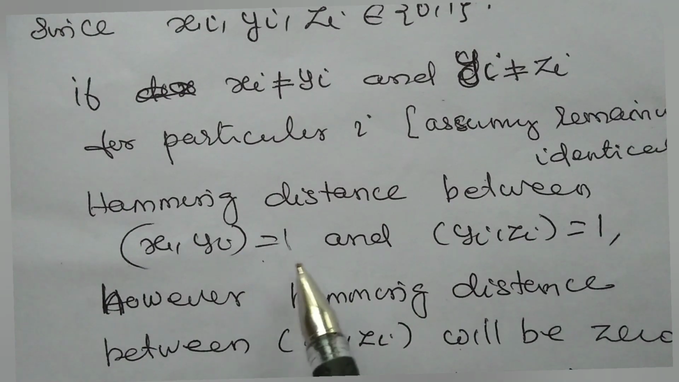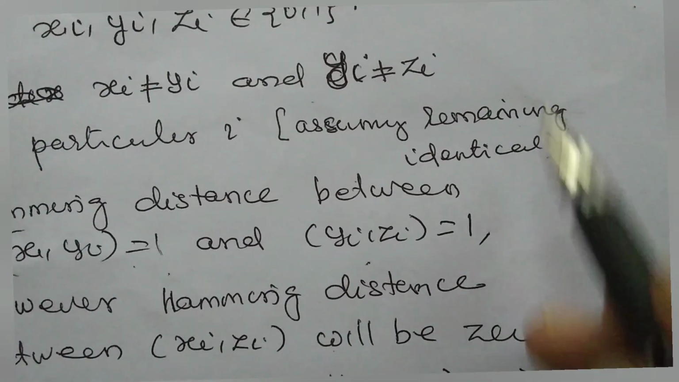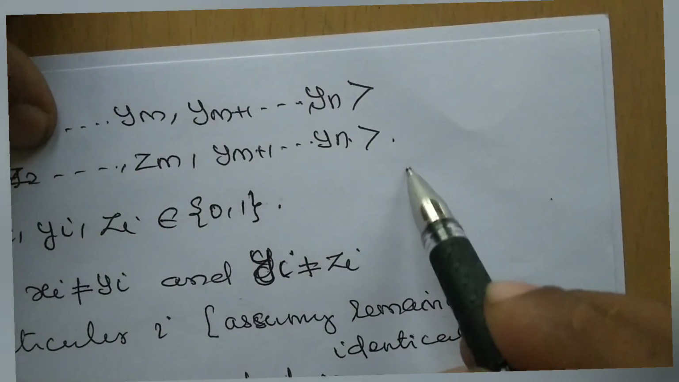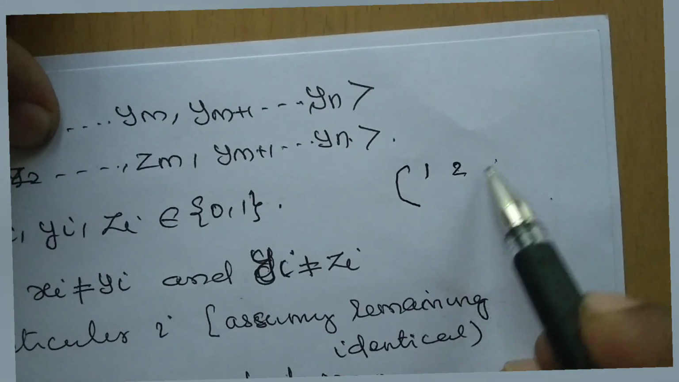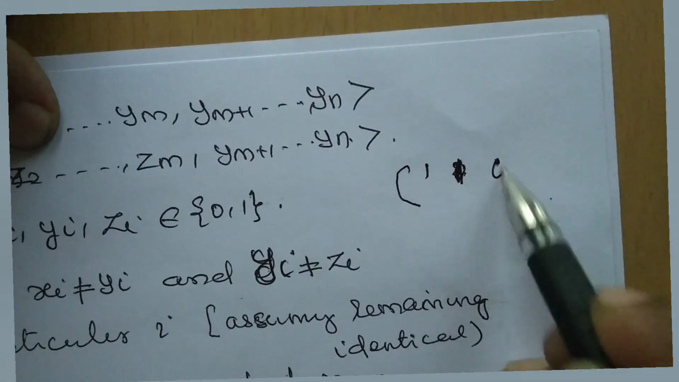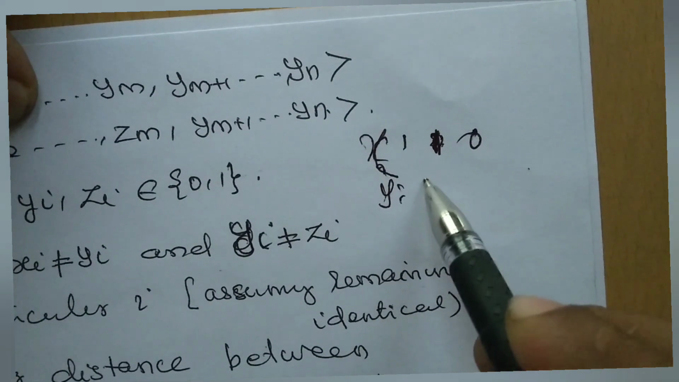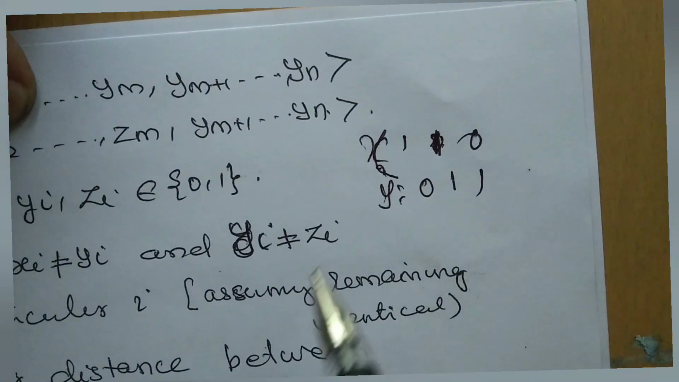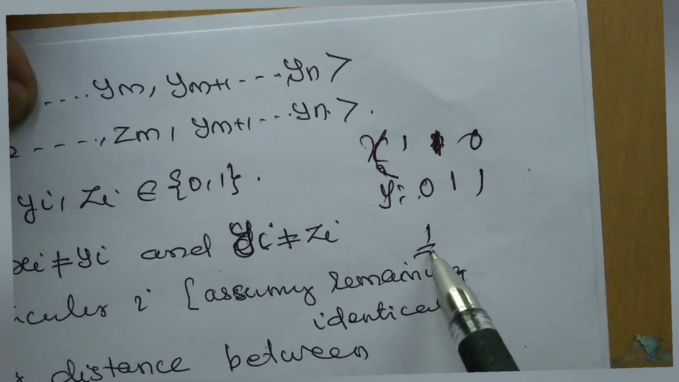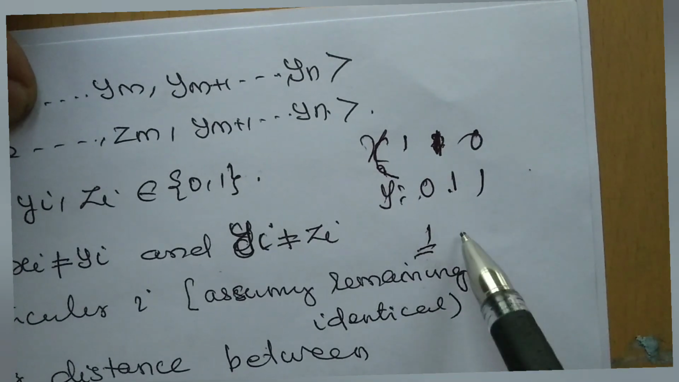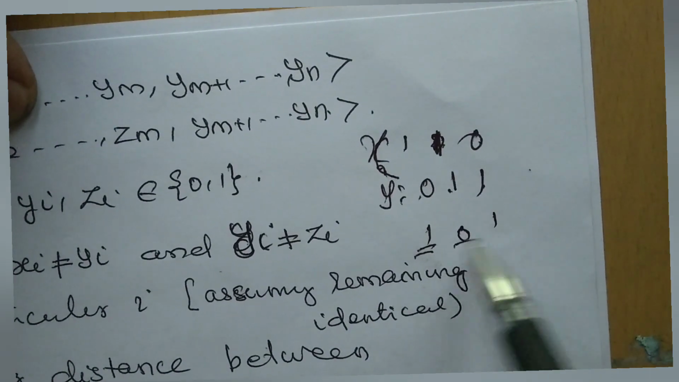Its distance is equal to 1, and its distance is equal to 1. Because, for example, suppose you take this is 1, 0, 1. This is for x, and for y 0, 1, 1. These two are not identical, so its value is equal to 1. These two are identical, so that is equal to 0. And these two are not identical, so its value is equal to 1.